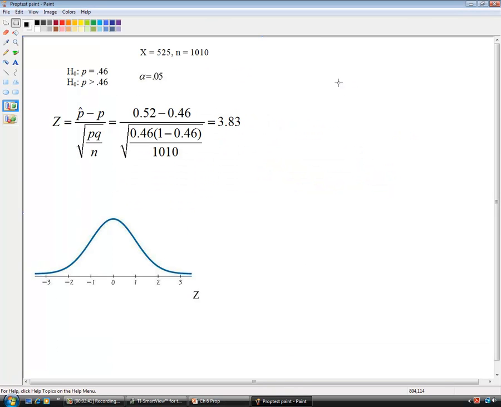Alright, so here's the pertinent information. The value of x is 525, n is 1010. So our p hat is going to be 525 divided by 1010. Our null is that the proportion equals 0.46, and the alternative is that it's increased or is greater than 0.46. Our significance level, which is alpha, is 0.05.